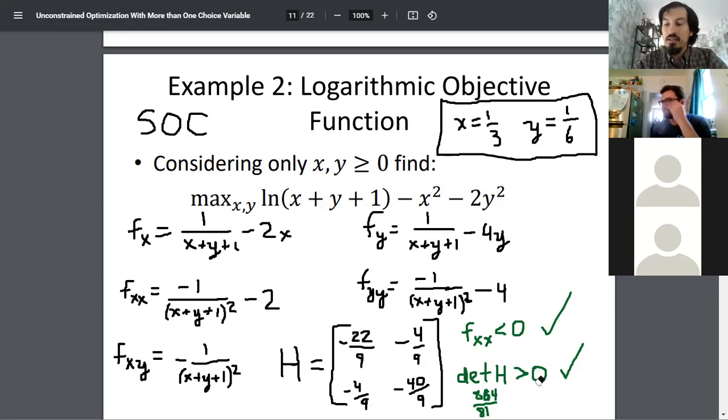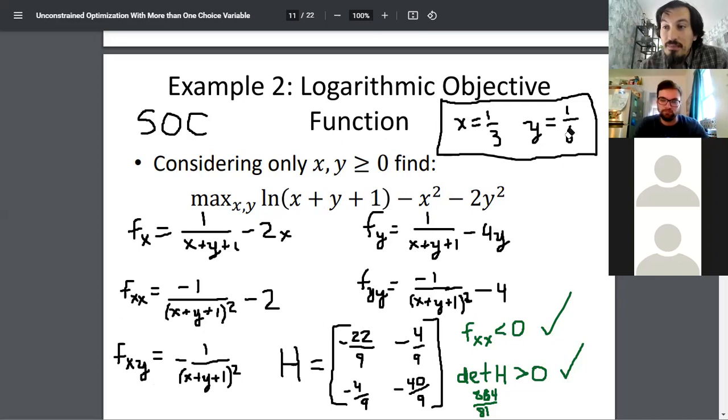So let's tie this all together, this problem 2. I'm running out of time here. Example 2 shows us, even with a problem that has a logarithm in it, and not only a log but also quadratic terms, so this is a problem which mixes logarithms and quadratic terms, we can use this method to find a potential solution for x and y, 1/3 and 1/6.